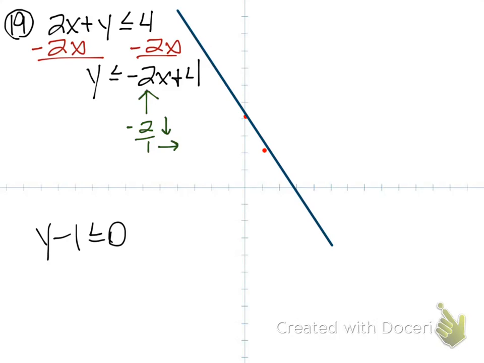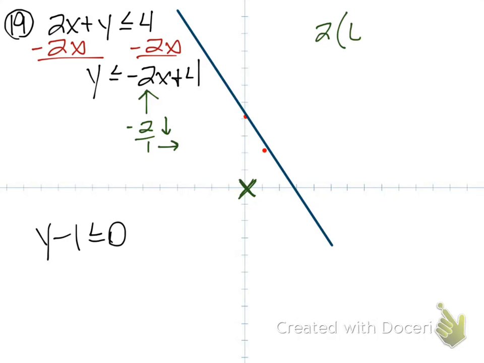And shading, well, we have to decide, is it going to be above the line or below the line? And the best way to do that is to test a point. So what's the easiest point to test? 0, 0. So if I test 0, 0, I'm testing this point right here, 0, 0.